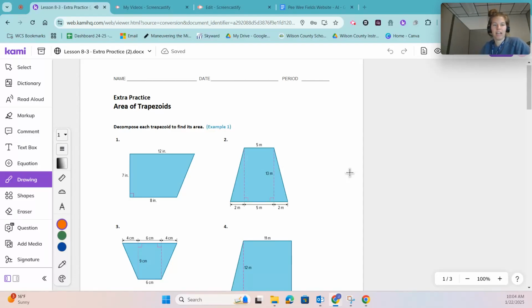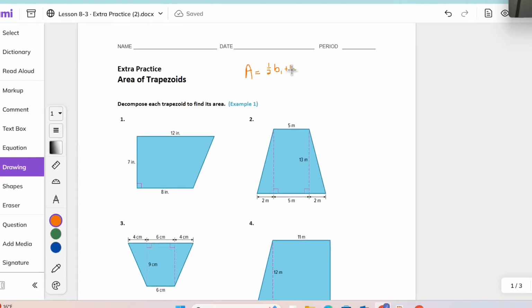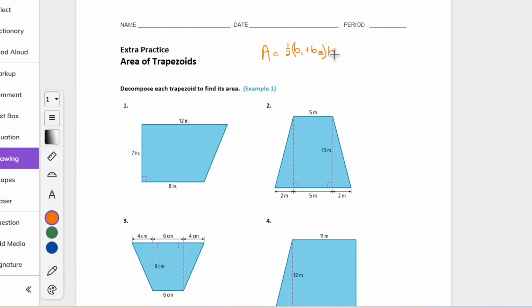Today we'll be talking about area of trapezoids. Our formula for finding area of a trapezoid is area equals 1/2 base 1 plus base 2 times height. Okay, 1/2 base 1 plus base 2 times the height. This base 1 here is the smaller base, and base 2 is the larger. And both of these are parallel.